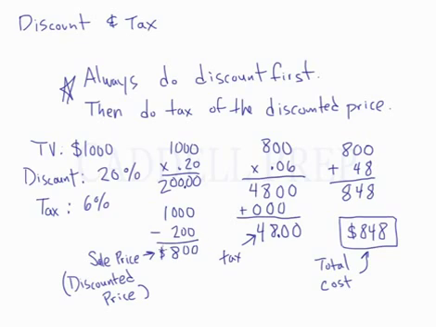Since this is the price we're paying for the TV, this is the price we're going to use for the tax. So we have 800 times 6%, which is 0.06, is $48. So the tax was $48. So the total cost would be the 800, which we're paying for the TV, plus the $48 in tax. So we have 800 plus 48 is 848, and the total cost is $848.